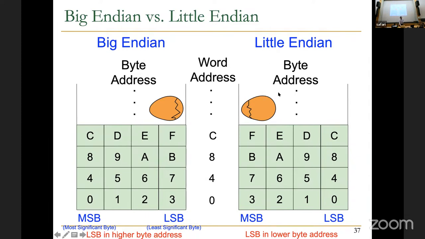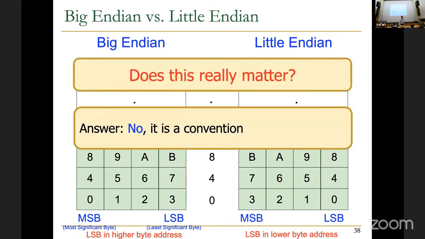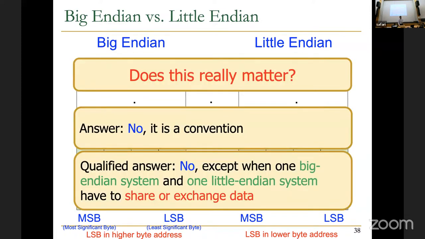In the little Endian machine, the least significant byte is in the lower byte address. So a zero over here, and byte address three contains the most significant byte. So does this matter? In most cases, it doesn't matter. But you should know about it when you're writing a program so that you put the right byte in the right place. But when it really matters is when you're communicating with these different systems, right?